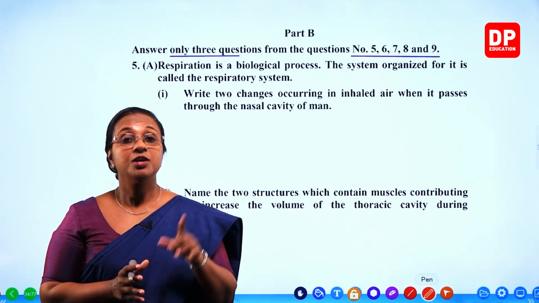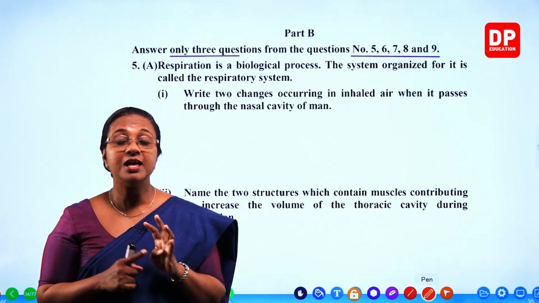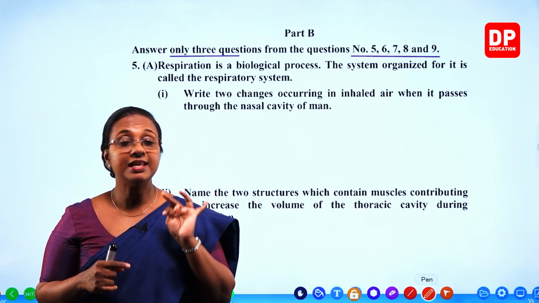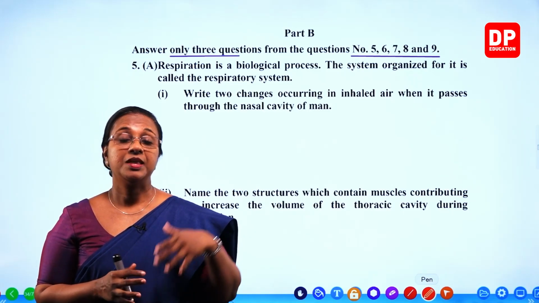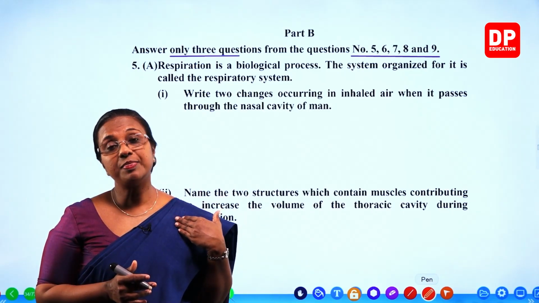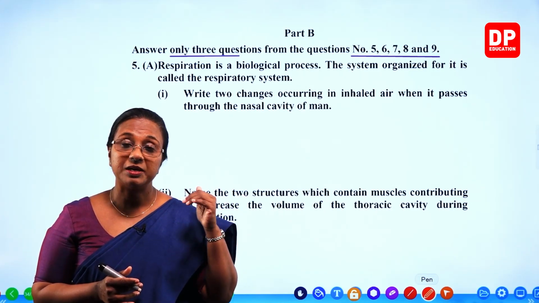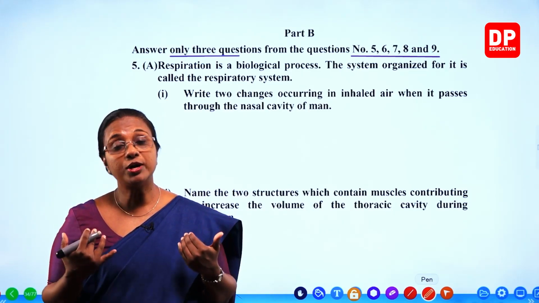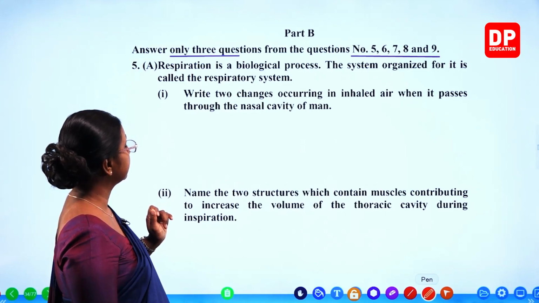Is that clear? So two things I have told you all. One is the humidification of air, then removal of foreign matter and dust particles. Then there is the other one. Now if you take the environment temperature, that temperature is different from the body temperature. So there, this particular inhaled air has to be brought up to the body temperature. So that also happens in the nasal cavity.